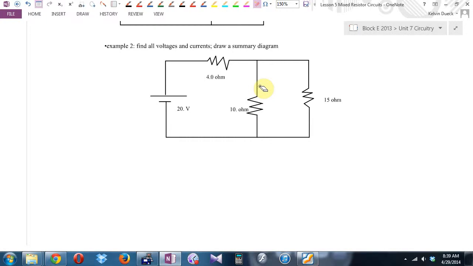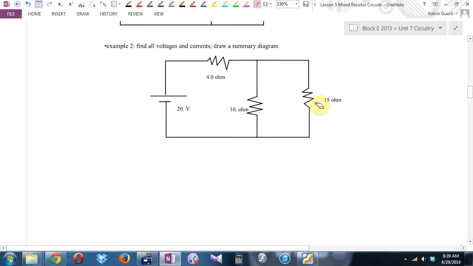It says find all voltages and currents. First thing I'd look for is total current. Did this circuit tell me total current anywhere? Nope. Then I look for any resistor where there's 2 pieces of information. Did they tell me 2 things there? No. 2 things there? No. 2 things there? No. Now my strategy is going to be rewrite this mathematically.